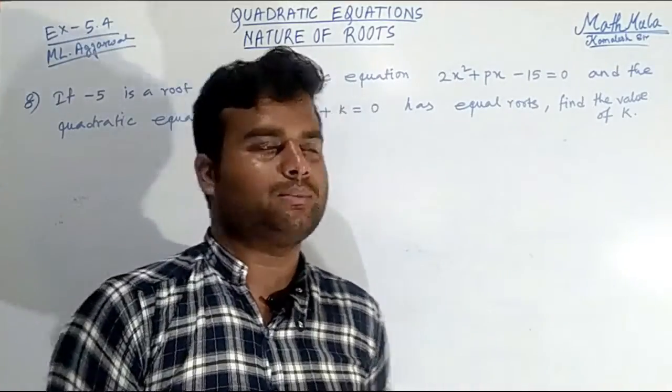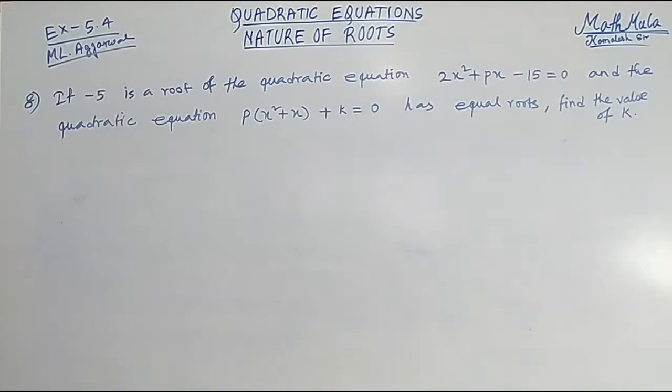Now we solve sum number 8. If minus 5 is a root of the quadratic equation 2x squared plus px minus 15 equals 0, and the quadratic equation p of x squared plus x plus k equals 0 has equal roots, find the value of k.